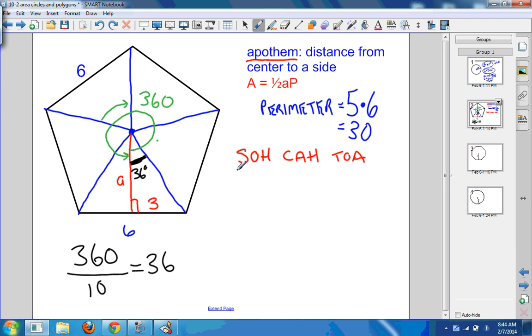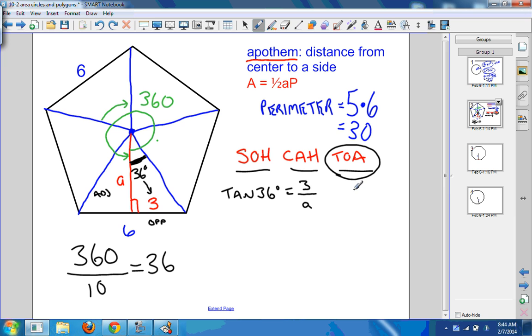Now I'm going to use my good friend SOHCAHTOA in order to solve for A. So I'm going to use 36 degrees, making this side 3, the opposite side, and this side A is my adjacent side. So which one uses opposite and adjacent? You can look over here at SOHCAHTOA and see that tangent uses opposite and adjacent. So the tangent of 36 degrees is equal to the opposite over the adjacent.